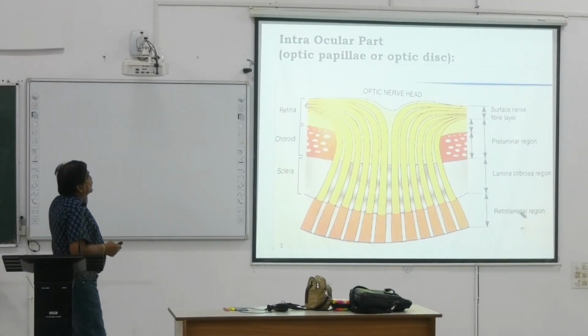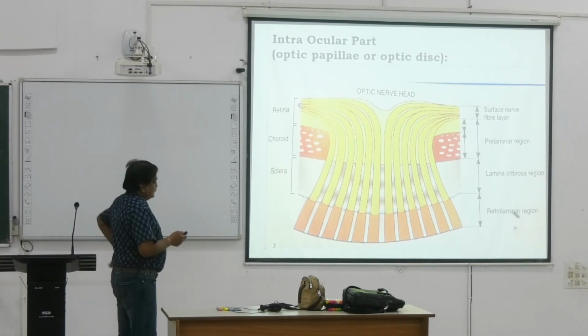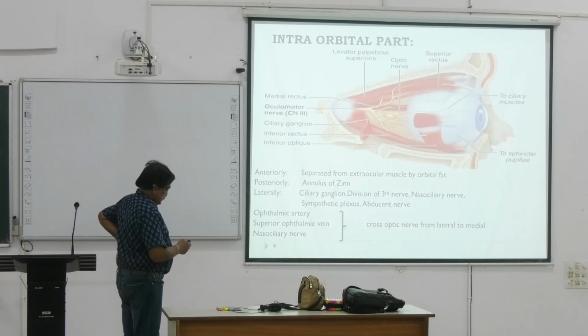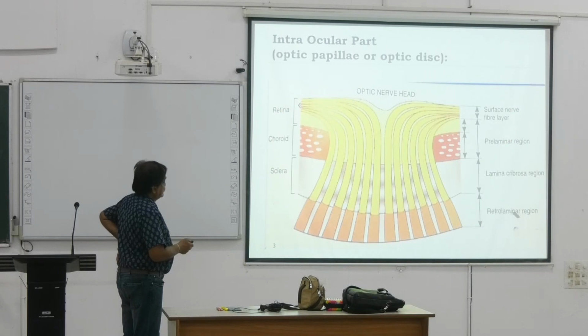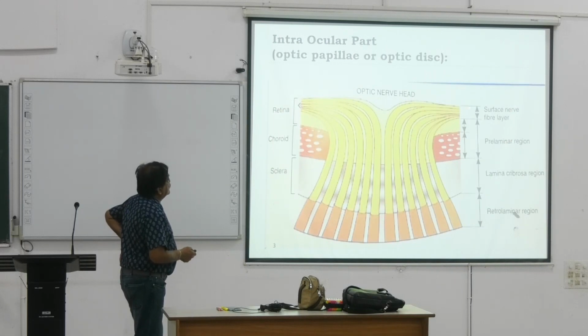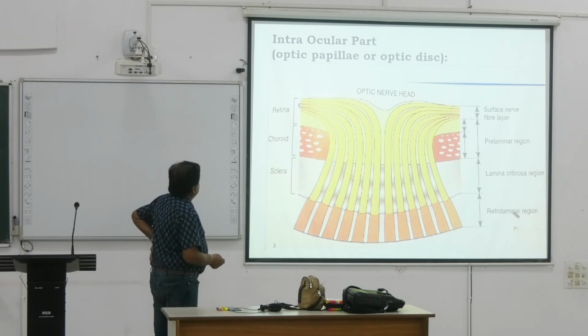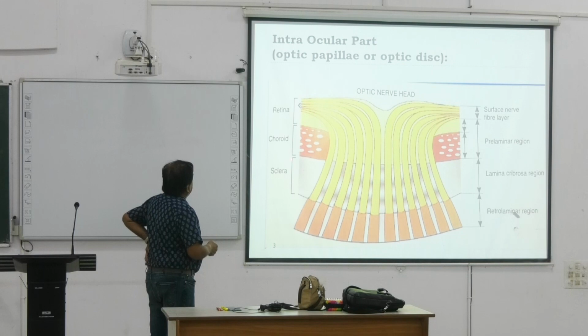Now, the intraocular part: optic papilla and optic disc. Now, the optic nerve head, and see the retina, choroid, sclera. The previous slide showed you the description. Now, this is the surface nerve fibers, the perilaminar region, laminar fibrosa region and retrolaminar region. Now, this is retina, choroid and sclera.